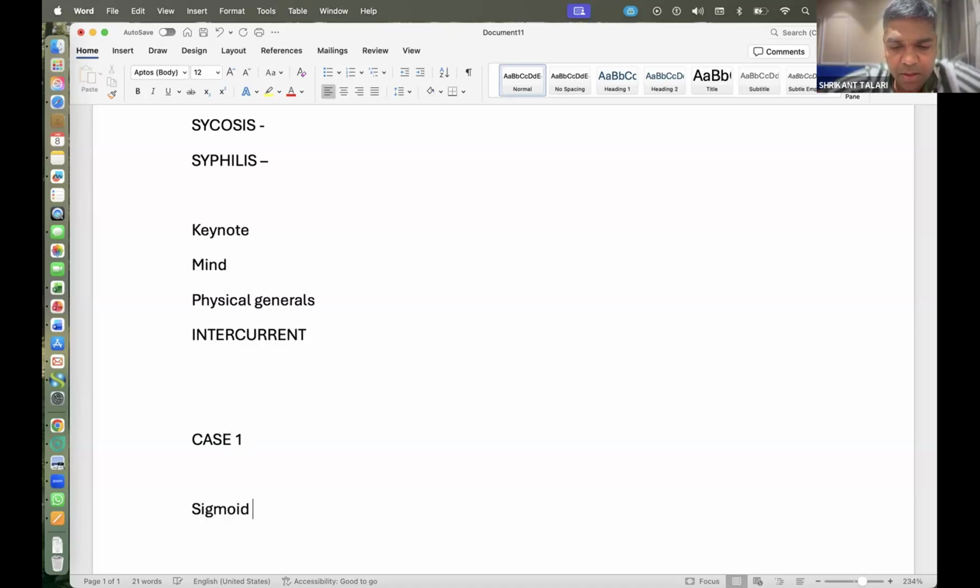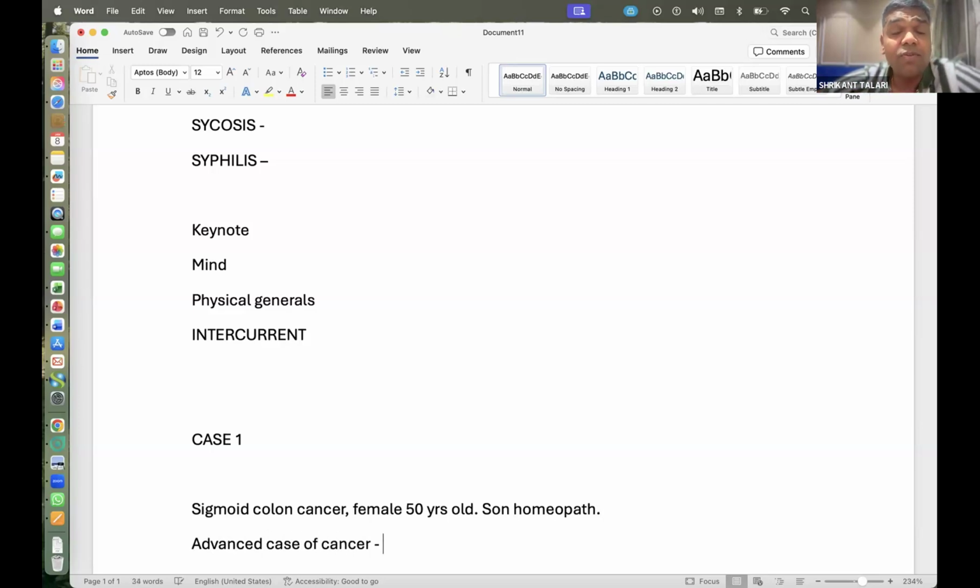Now, once I was treating a case of sigmoid colon cancer. This was a female around 50 years old, and her son was a homeopath. He referred her and said, sir, can you please help my mother in whatever means? This is a very advanced case of cancer. So I asked what happened. He said that she has this sigmoid colon cancer.